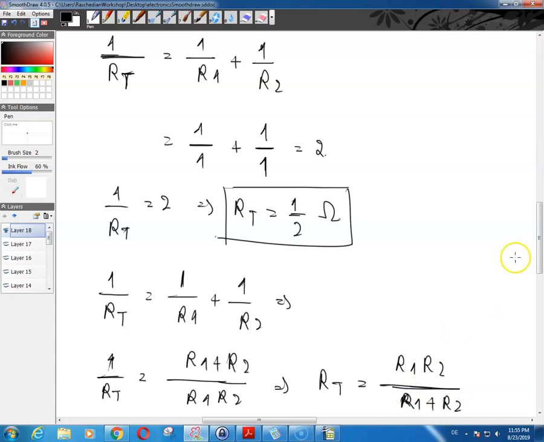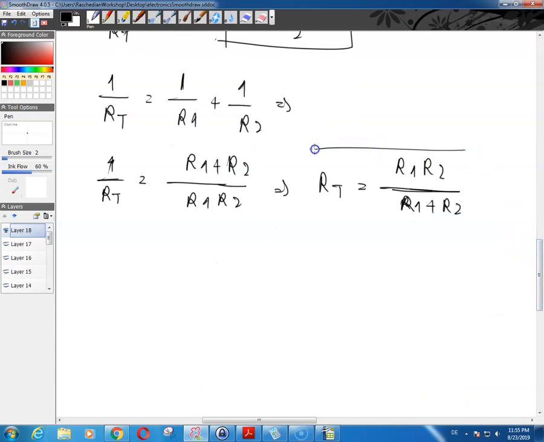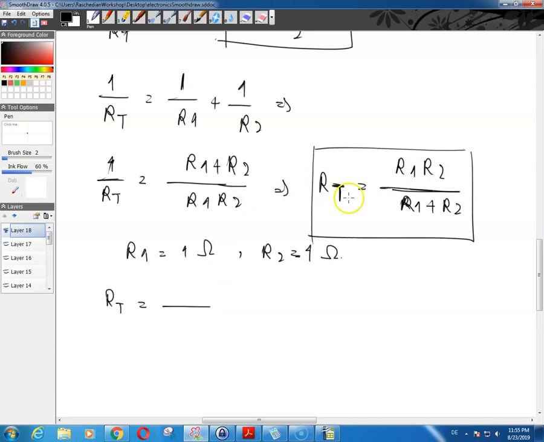So now if I use this formula, if R1 is equal to 1 ohm and R2 is equal to 1 ohm, again connected in parallel, and this is of course for a parallel circuit, R of t is going to be equal to 1 times 1 over 1 plus 1, which is equal to 1/2 ohm, and that is basically your equivalent resistance.